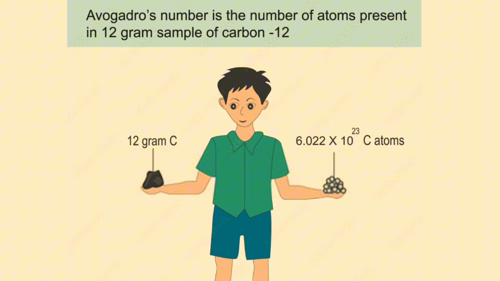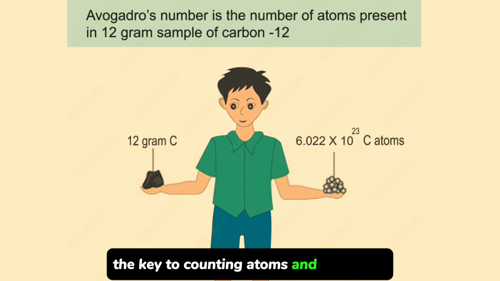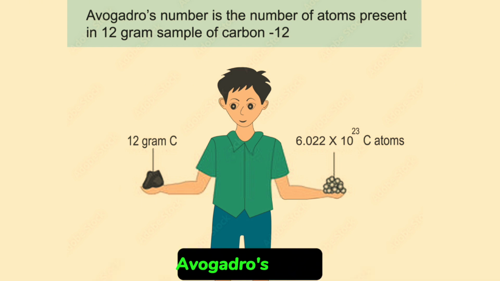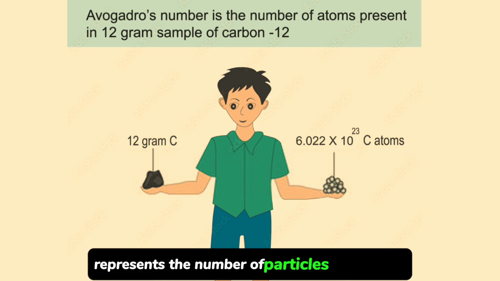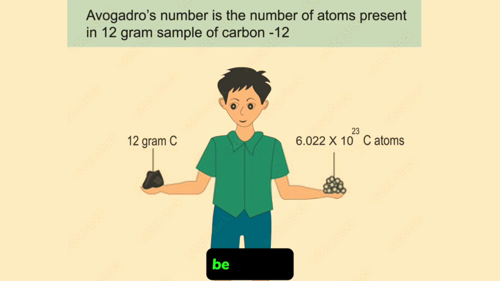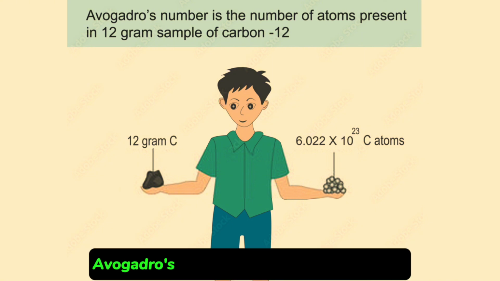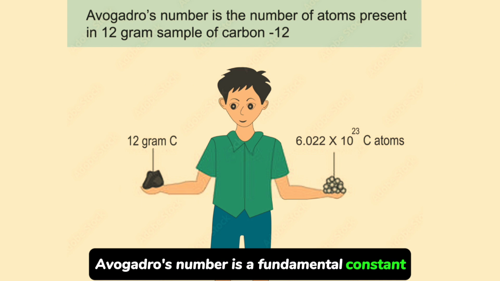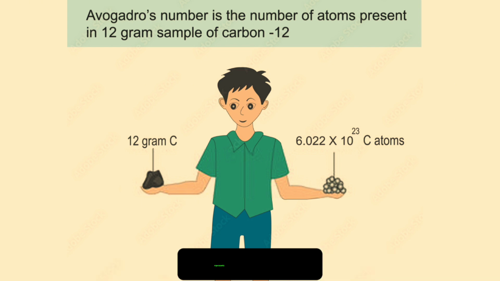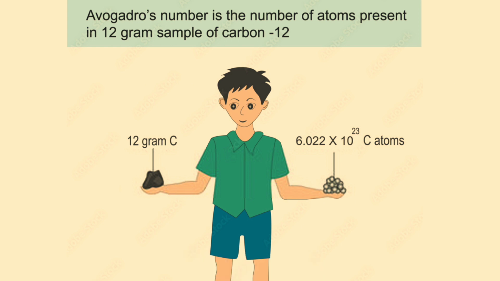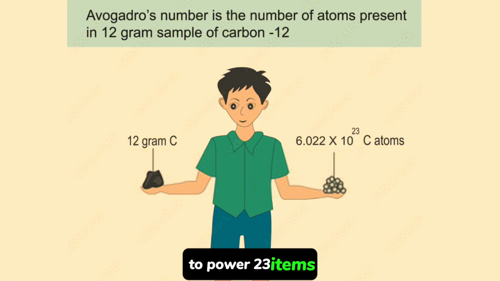Avogadro's number, the key to counting atoms and molecules. Avogadro's number, 6.022 × 10^23, represents the number of particles in 1 mole of a substance, be it atoms, molecules, or ions. Avogadro's number is a fundamental constant, much like the dozen in everyday life represents 12 items. In chemistry, 1 mole represents 6.022 × 10^23 items.